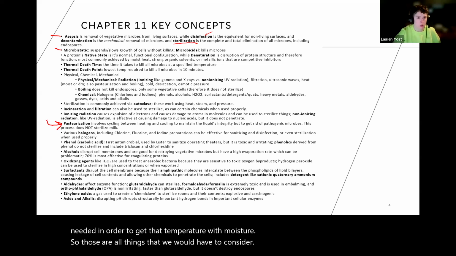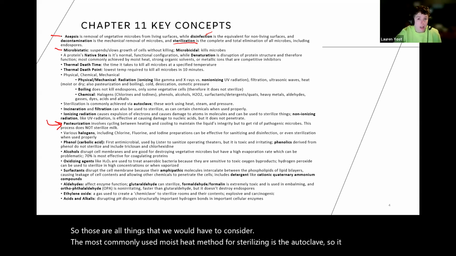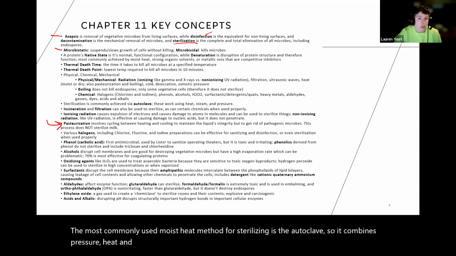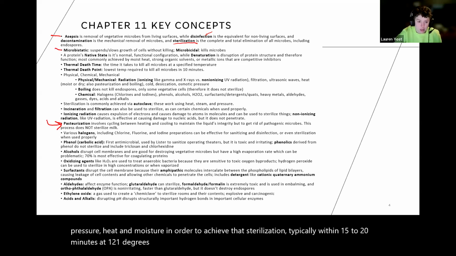The most commonly used moist heat method for sterilizing is the autoclave. So it combines pressure, heat, and moisture in order to achieve that sterilization, typically within 15 to 20 minutes at 121 degrees Celsius, 15 psi, which is an elevated pressure that helps achieve that.